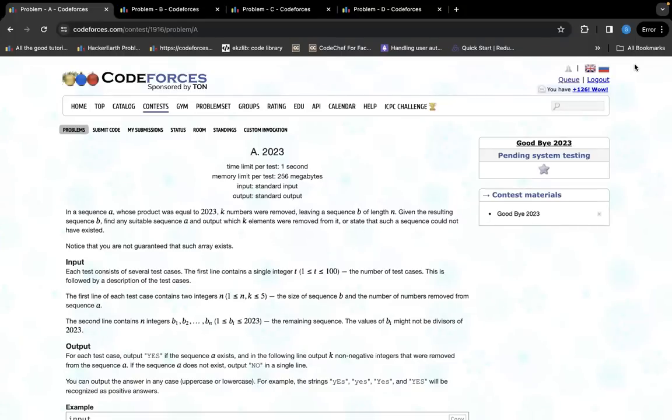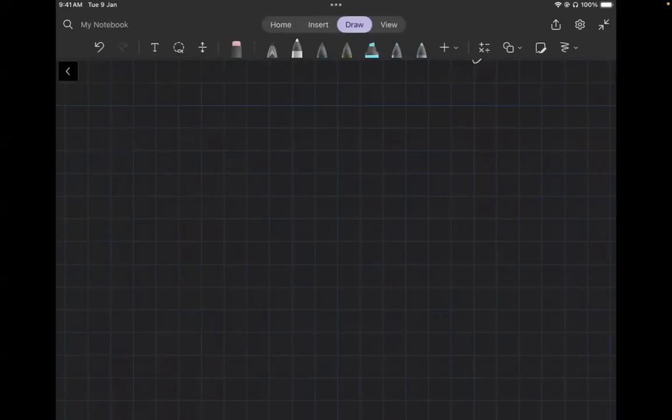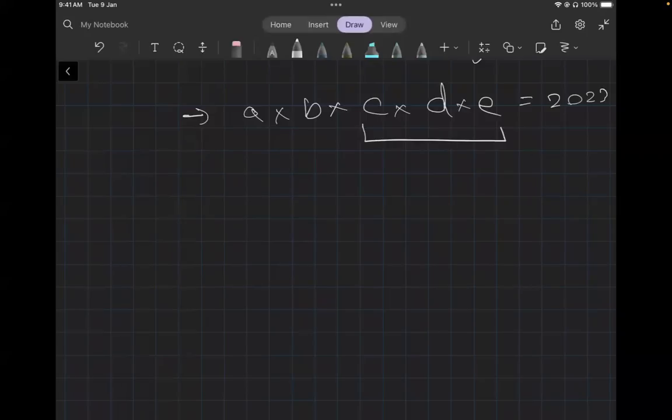Okay, so the basic observation here is that first there was a particular array. Let's say the elements are A, B, C, D, E. There are at most 5 elements. The product of these is 2023. If some elements are removed from this, okay, let's say these 3 elements are removed, and then whatever is left is this much.